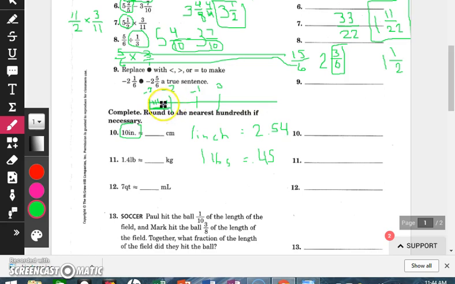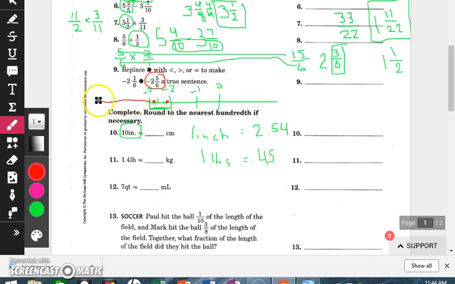You can see 1, 2, 3, 4, 5. This whole has been broken up into 6. So I'm going to use a different color, but you're going to see that -2 and 1/6 is right here, and then -2 and 5/6 is right there. So the negative 2 and 5/6 is actually further away from 0, and that means it's smaller.